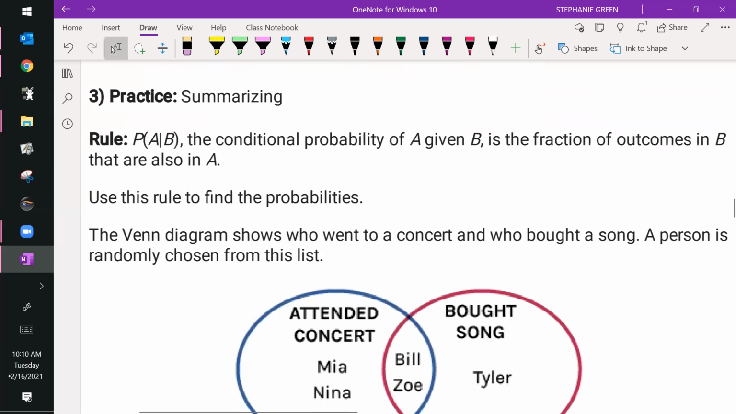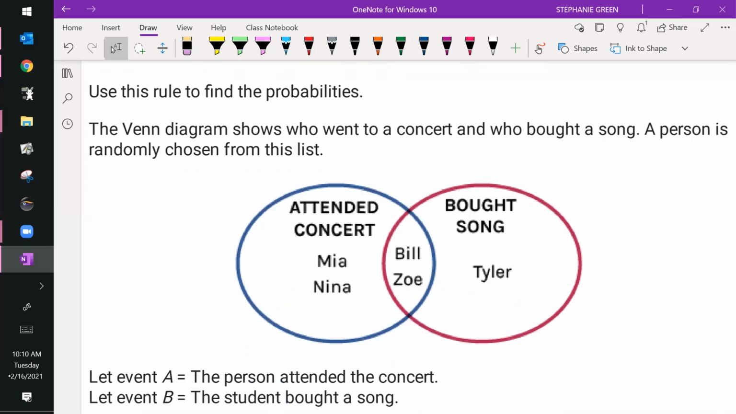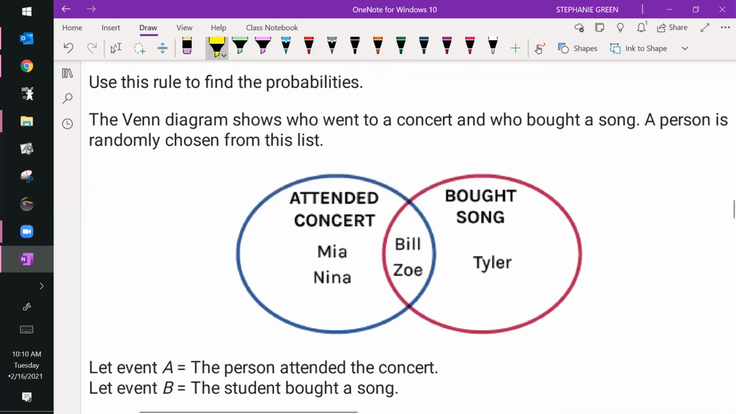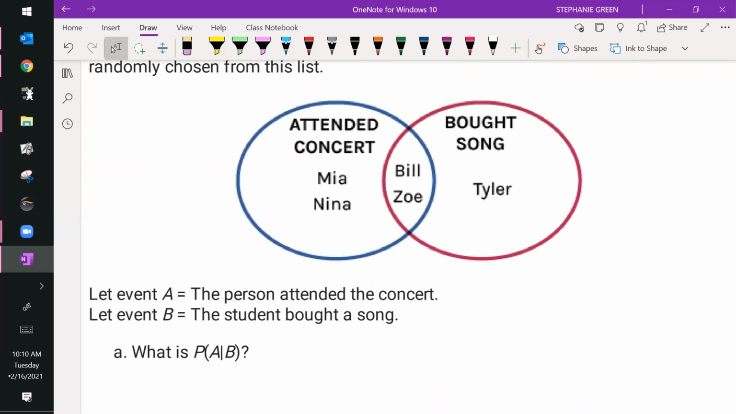All right, so let's look at some actual probabilities here. We have a rule. The conditional probability of A given B is the fraction of the outcomes in B that are also in A. Let's explain with this Venn diagram. This Venn diagram shows who went to a concert and who bought a song. A person is randomly chosen from this list. Let event A be that the person attended the concert. Let event B be that the student bought a song. What is the probability of A given B?